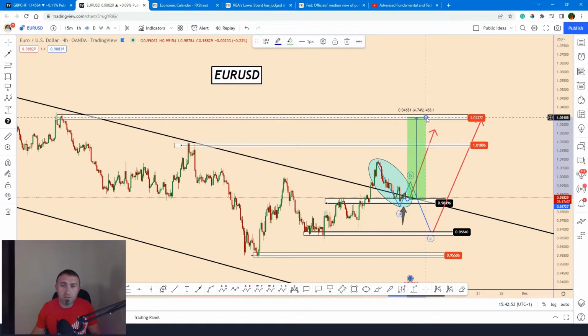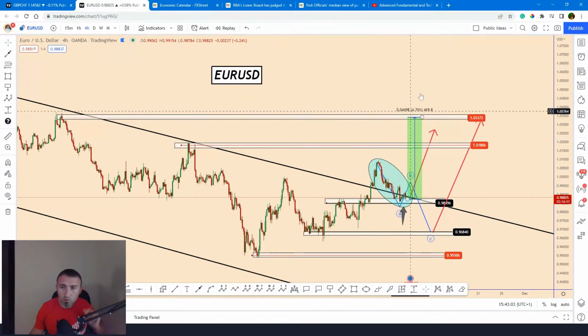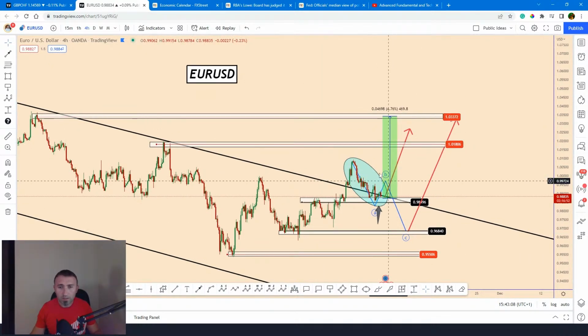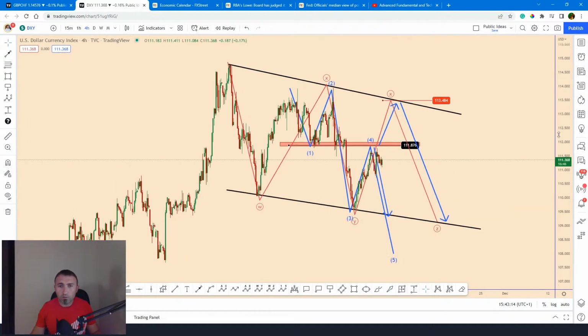The second one is 460, and the first one is 300 pips. So we haven't seen EUR/USD bounce this high. So I'm not expecting any big bullish movement on EUR/USD. What is important is this part of the structure here. So let's go on to the other one.